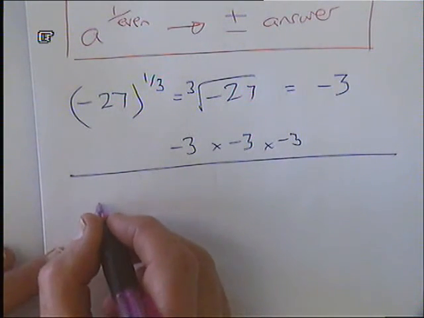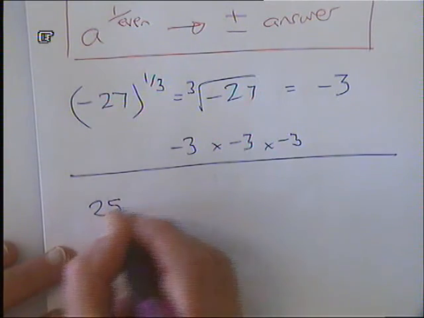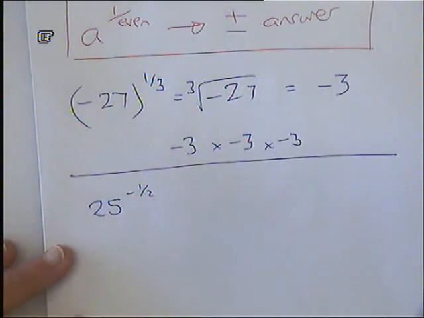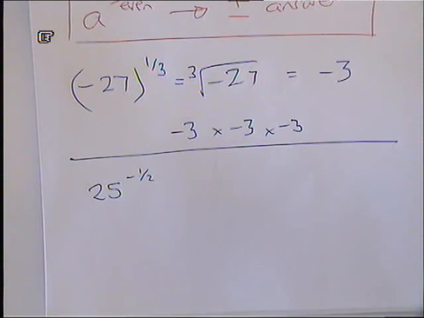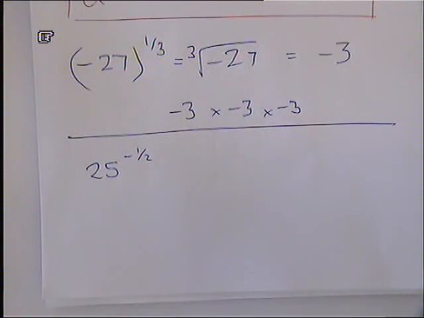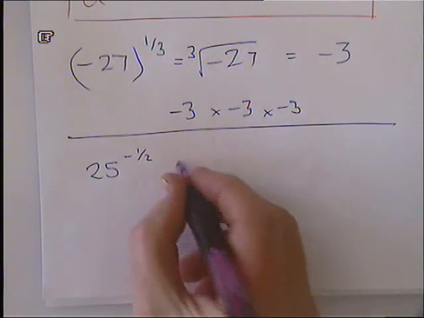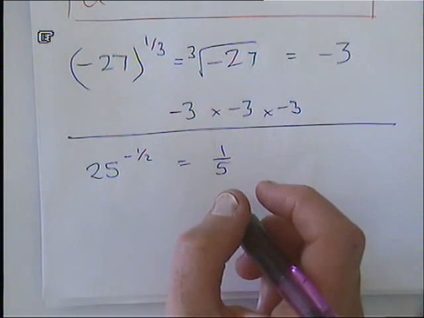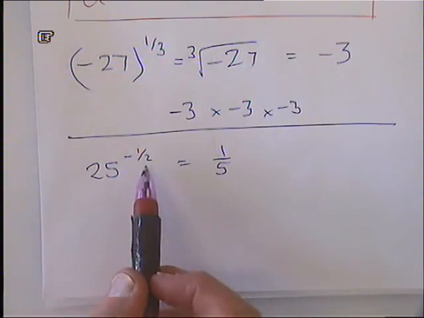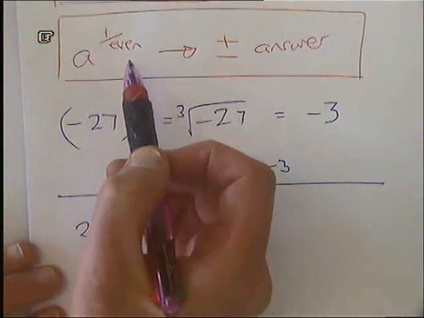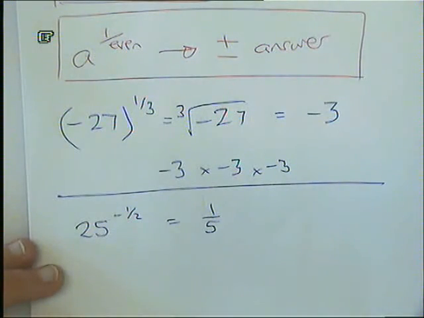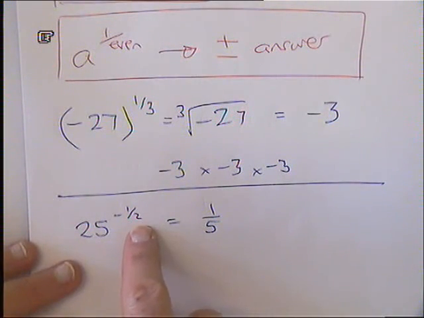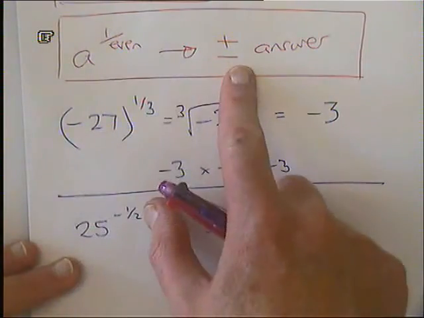Okay. So what's 25 to the minus a half? What do you reckon? Plus or minus 1/5. 1/5. Yeah, plus or minus 1/5. Do you agree with the plus or minus? Look at that. Yeah. It's an even number on the bottom there. Yeah. An even number on the bottom will be a plus or minus.